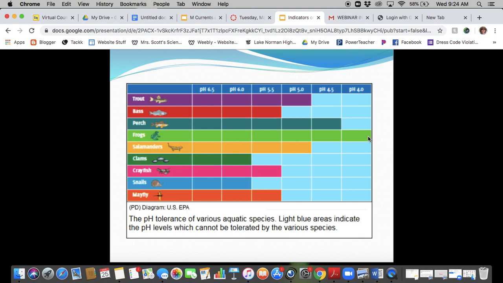But remember, what do frogs eat? Frogs eat bugs. They eat flying insects, like the mayfly. Well, the mayfly can't tolerate anything below 5.5. So even though the frogs can survive in this environment, they're going to die off because they don't have a food source, and that's a major problem.